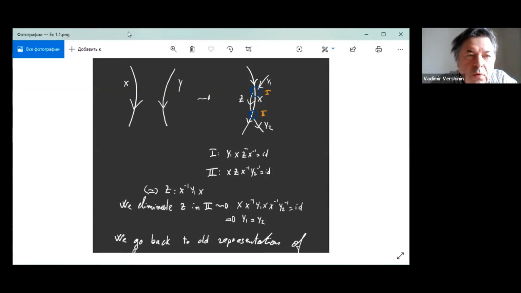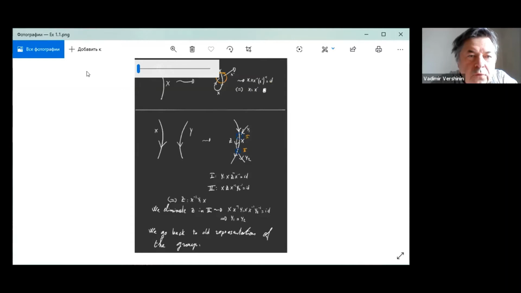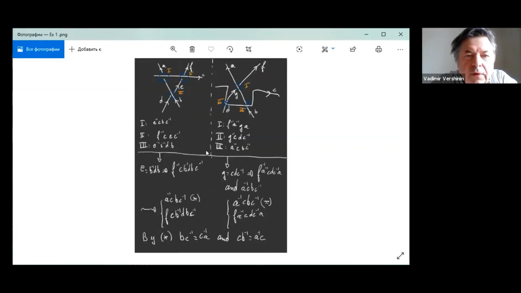So now we shall look for more. I remind you, and today we'll see again this Reidemeister move 3. It will appear in braids. So here, what do we have here?